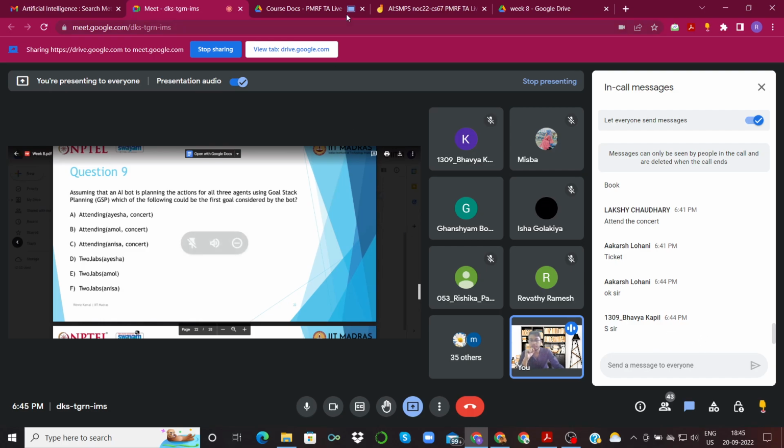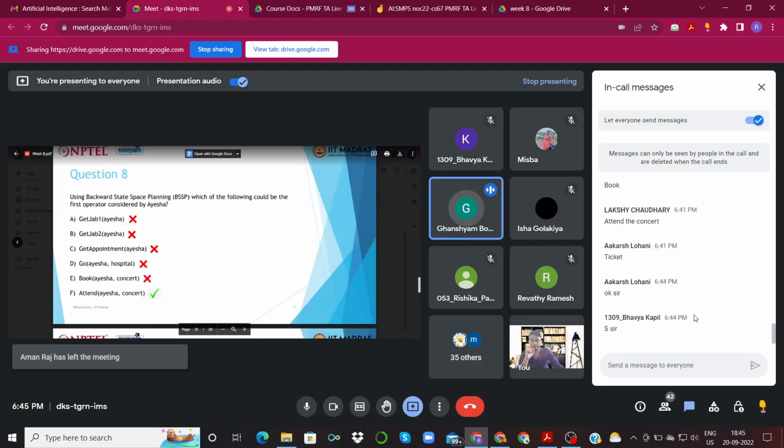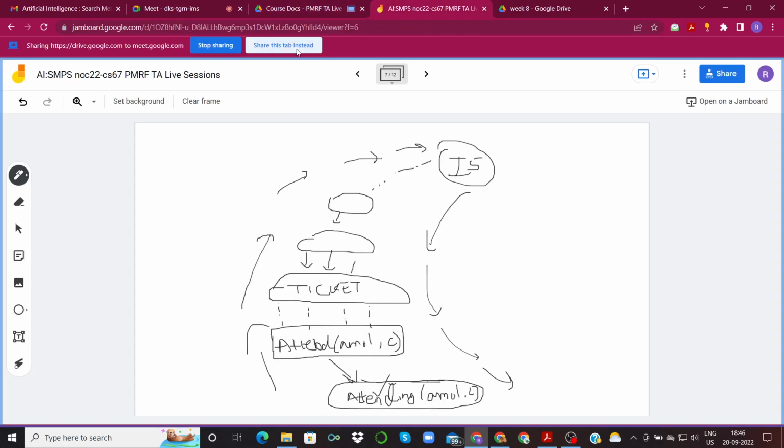Let me go to the question. As we discussed in this problem, for Aisha the first operator is to attend the concert, and for Amol also, to attend the concert, the first operator. That means that is the final goal. No, the final goal is attending the concert. Attend is an operator that makes a person attend the concert, and attending is when a person is actually attending the concert. So that is near to the goal.